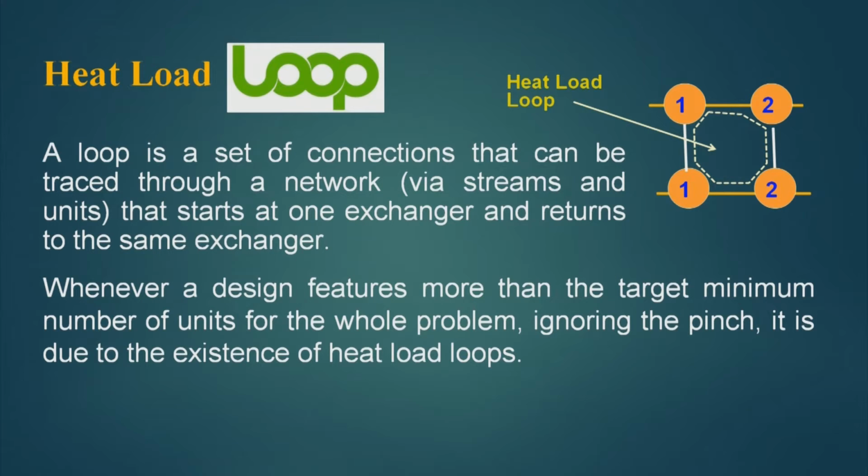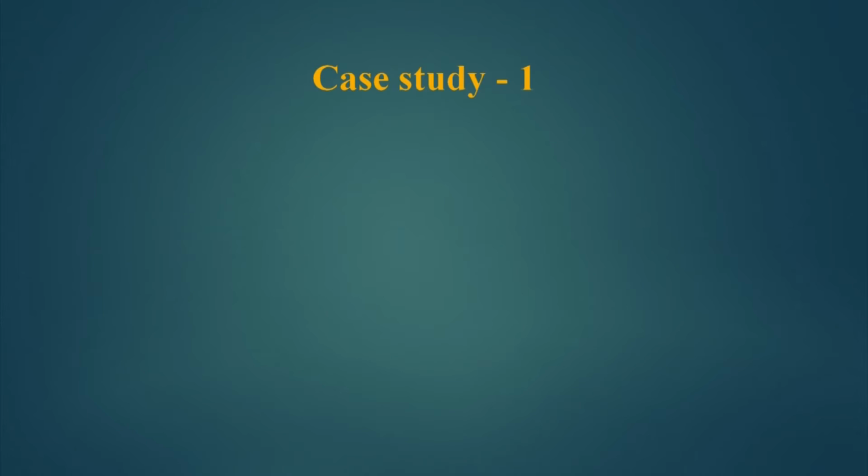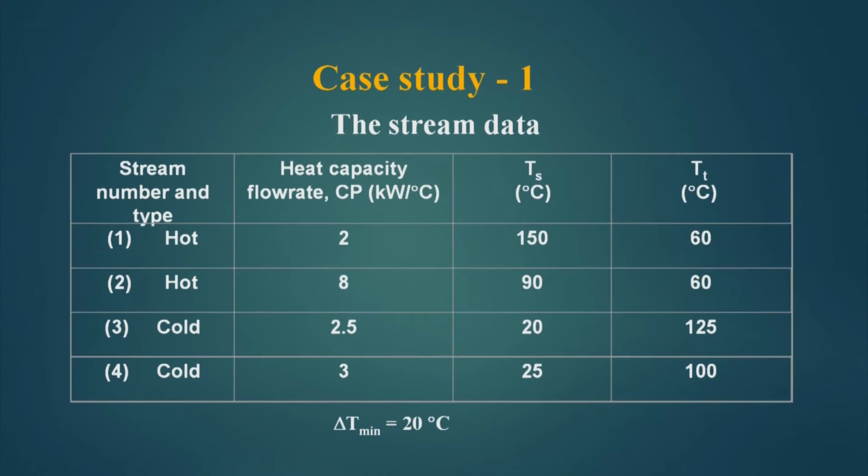Whenever a design features more than the target minimum number of units for the whole problem, ignoring the pinch, it is due to the existence of the heat load loops. There will be one loop for each extra unit, and we have clearly understood this. Now, let us take a case study. We have taken the stream data of this table, delta T minimum is 20 degree centigrade.